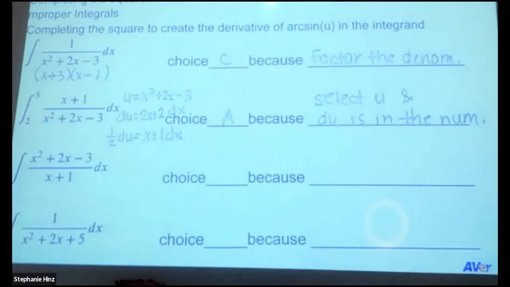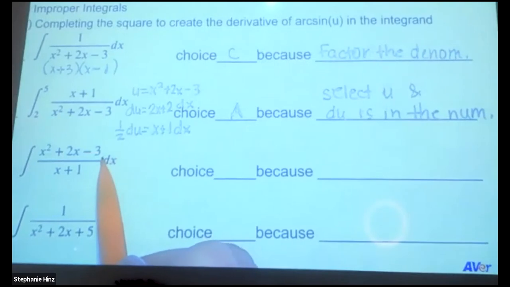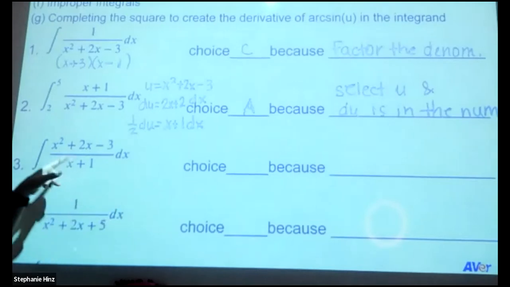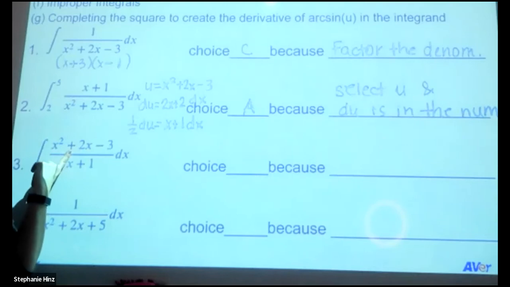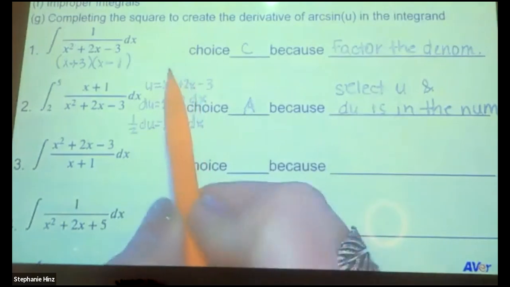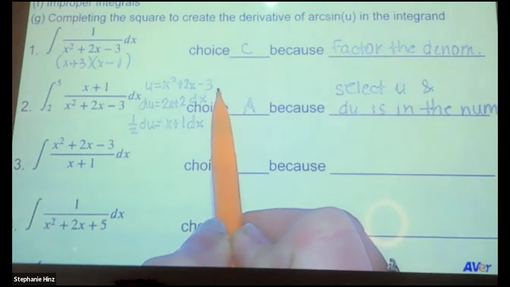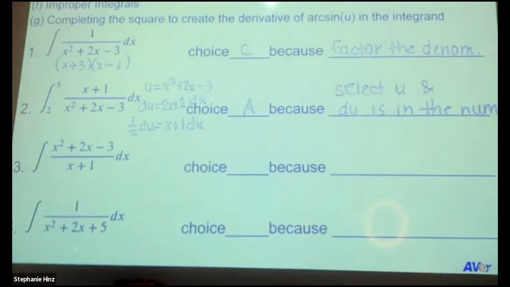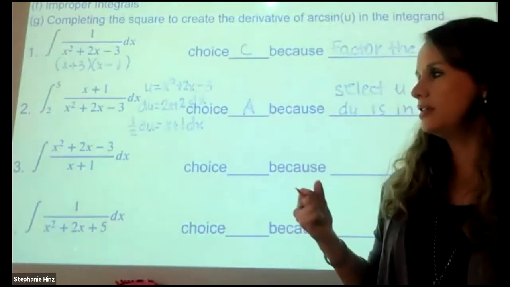Number 3. So number 3, we've got x squared plus 2x plus 3. Okay, so a novice calculus student might say exactly what I just told you not to do. If you selected the numerator as your u because it's the higher power, then we actually have the same u as what we had in the previous problem. The problem here is when you found your du, it would be in the denominator, and you can't have that. So your du would not work for this problem.